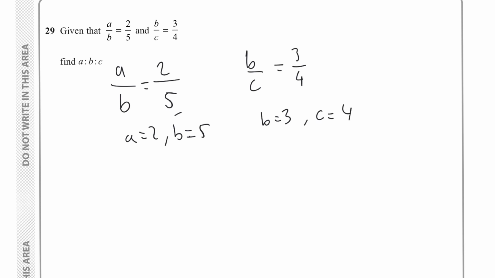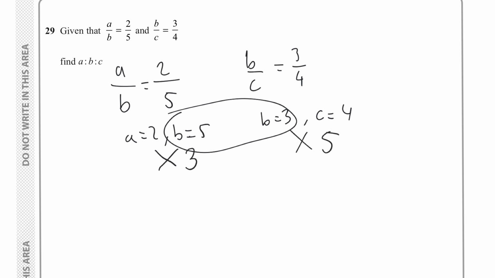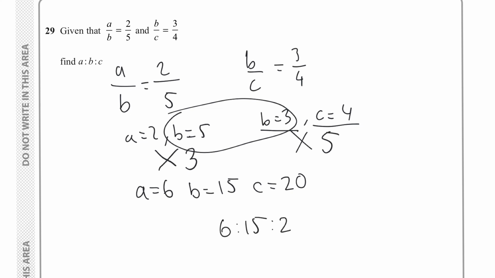We need to make these B's in common so it's easier to compare our A to our C. So a common multiple between 5 and 3 is 15. So therefore, we're going to times these numbers by 3 and these ones by 5. So 2 times 3 would give us an A value of 6 and our B is equal to 15. Then here, B is equal to 15, which is written, but C would now be equal to 20. So now we've got a 6 to 15 to 20 ratio.